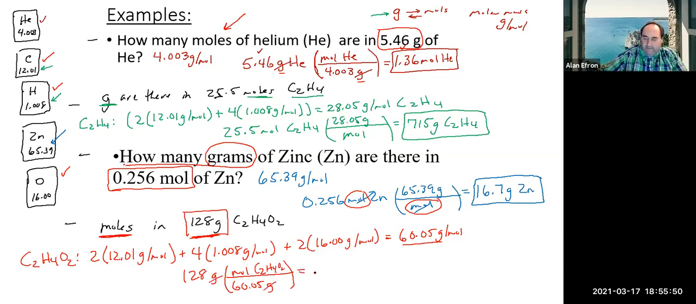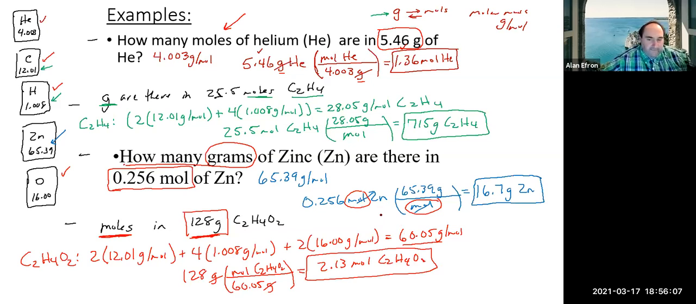And if we do that, we will end up with something like 2.13. And the units would be moles of C2H4O2. Any questions on any of those there? This is definitely a conversion that you do a lot in chemistry, and a lot of the times you're going from grams to moles. So that's a very common conversion that you do need to be able to do. Any questions on any of those there?